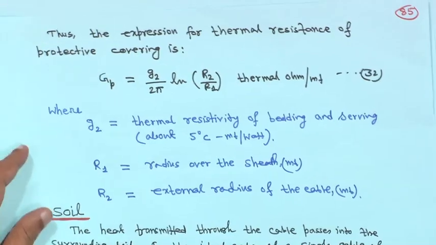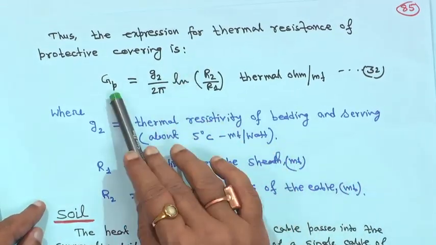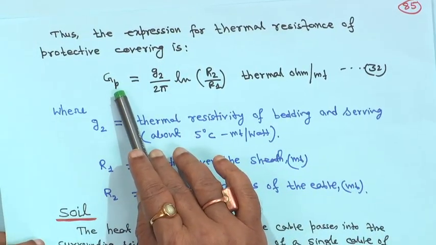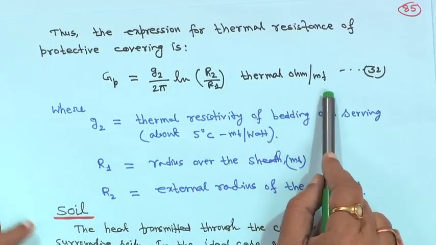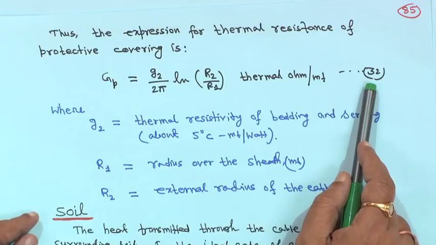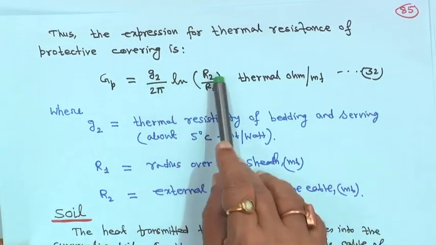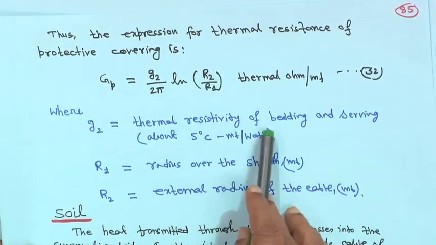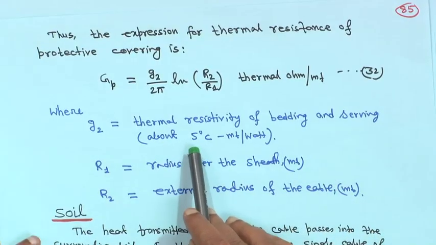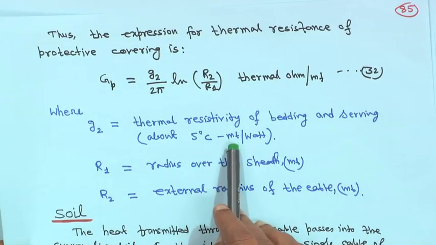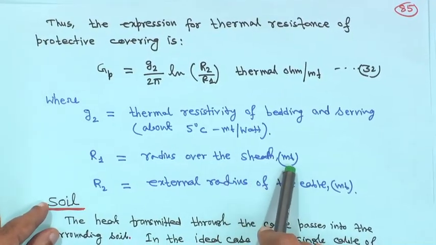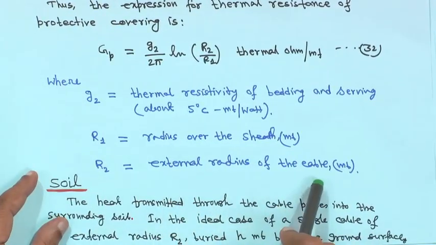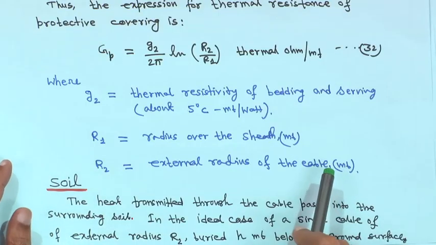Therefore, the expression for the thermal resistance of the protective covering, Gp, where P stands for protective, is G2 upon 2 pi ln R2 upon R1 thermal ohm per meter. It is the same as equation 31, analogous to that, only G2, R2 and R1 are different. G2 is the thermal resistivity of bedding and serving, its value is about 5 degree centigrade meter per watt. R1 is the radius over the sheath in meter, and capital R2 is the external radius of the cable, also in meter.